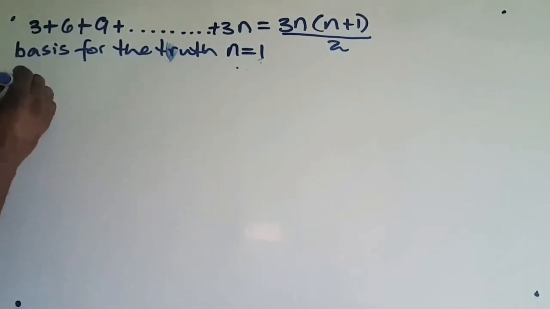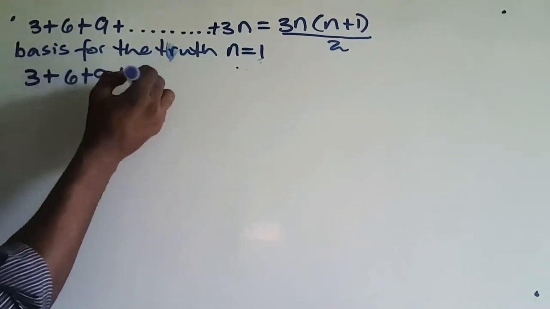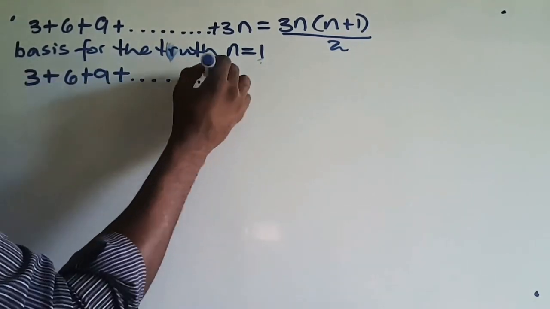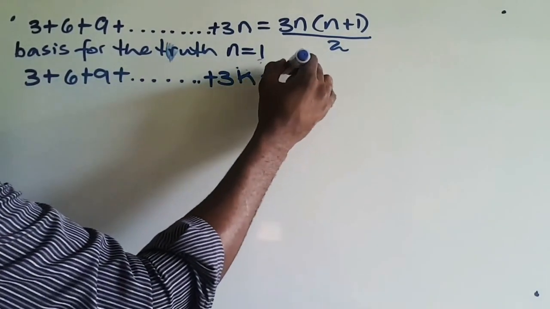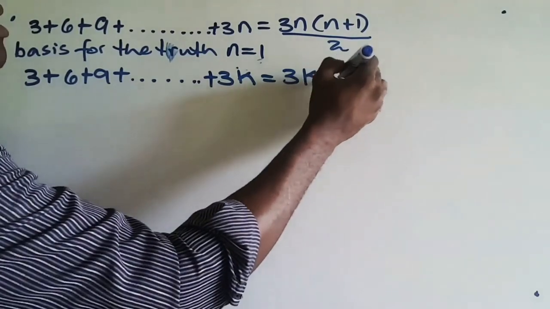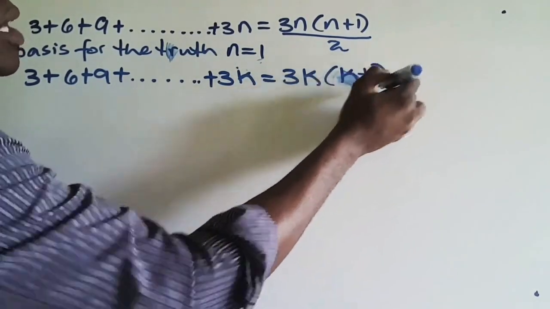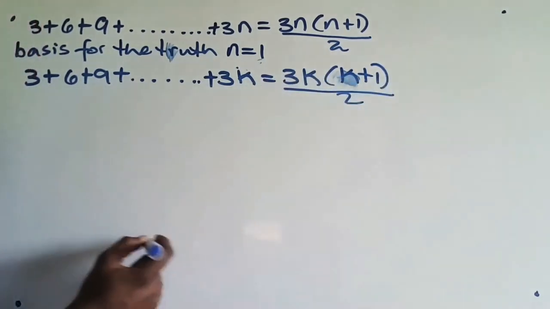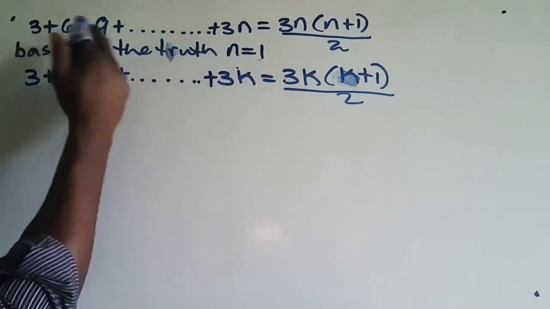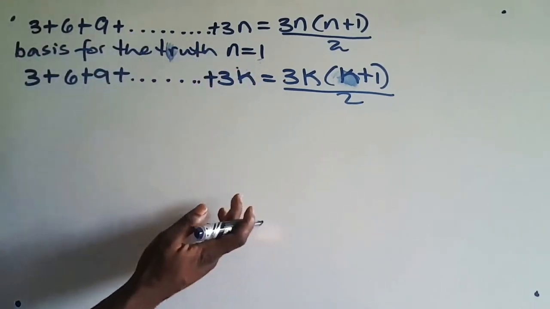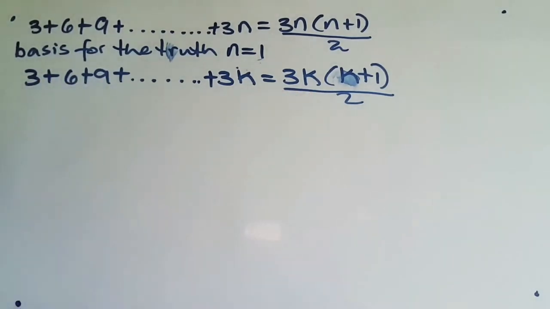So now we have the test for truth. It's going to test that 3 plus 6 plus 9 plus, in that fashion, plus 3k is equal to 3 times k plus 1 all over 2. Now we want to assume that this is true because we just proved it for n equal to 1. So now we're substituting k for n, and we are assuming that this is true for k.